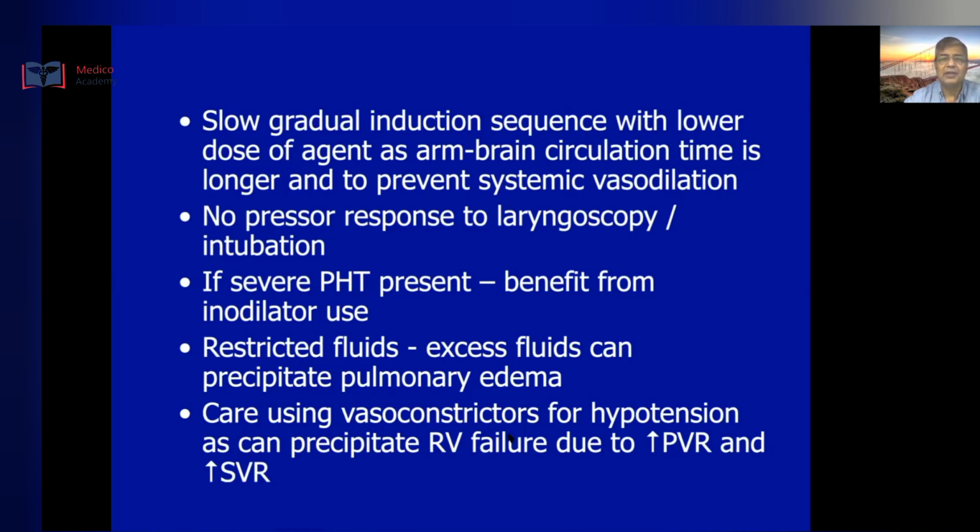Fluids should be restricted because excessive fluids, if used, can cause pulmonary edema. We should be very careful in using vasoconstrictors in case the patient develops hypotension, as vasoconstrictors can precipitate right ventricular failure because of sudden increase in the pulmonary vascular resistance and the systemic vascular resistance.